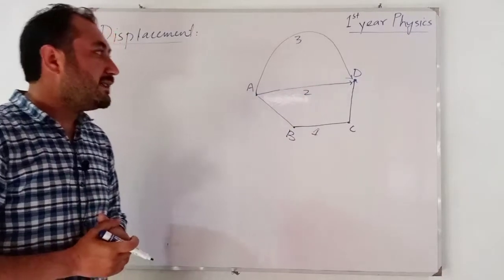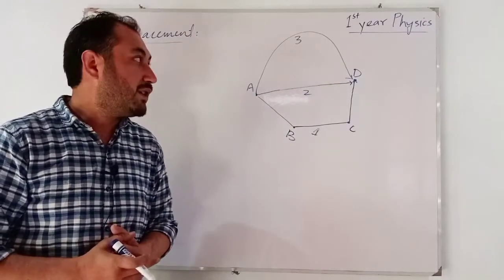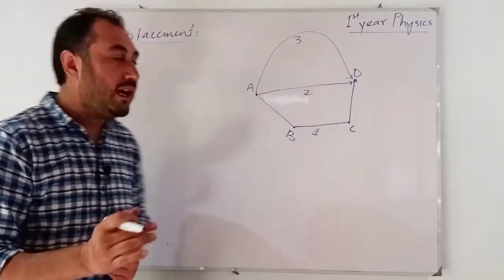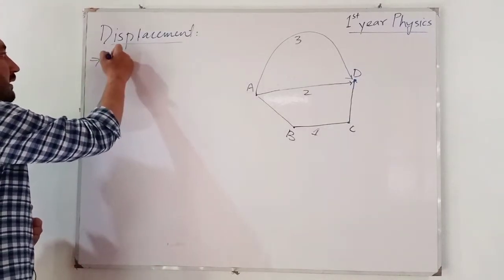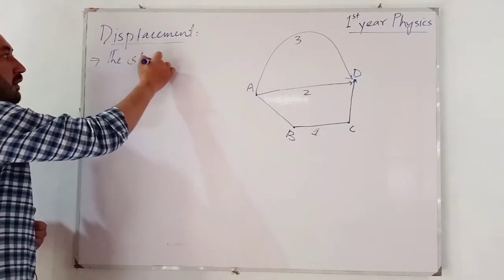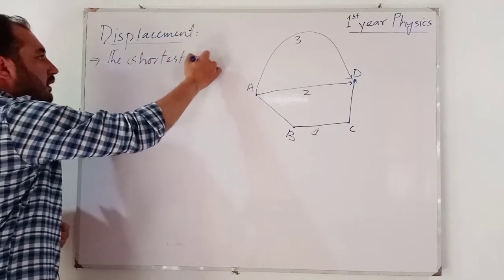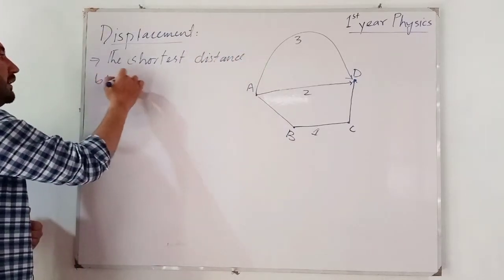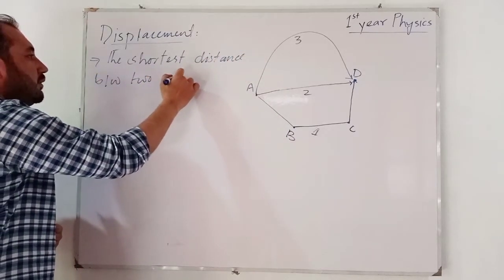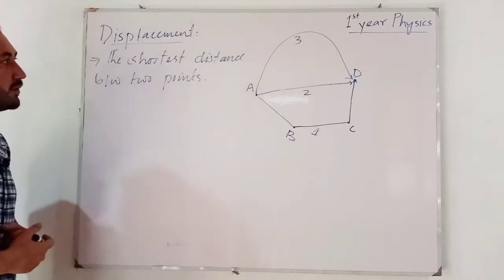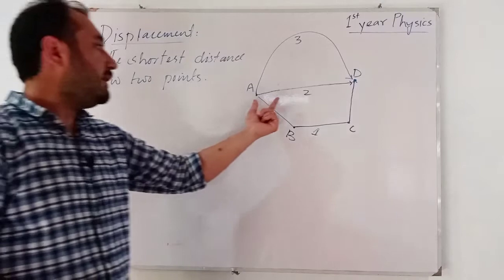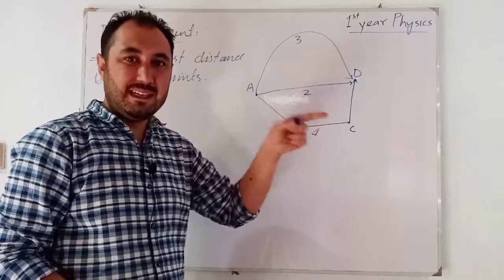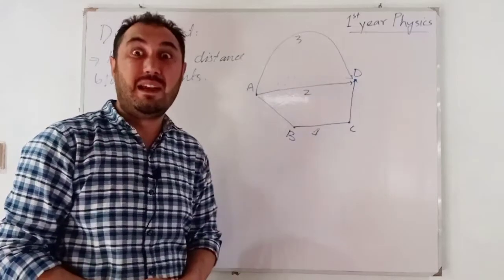So displacement is the distance covered between two points, but it has to be the shortest one, right? So we can define displacement as the shortest distance between two points. When the distance is the shortest one, automatically it will be along a straight direction, or a single direction. That kind of distance will be a directed distance, right?